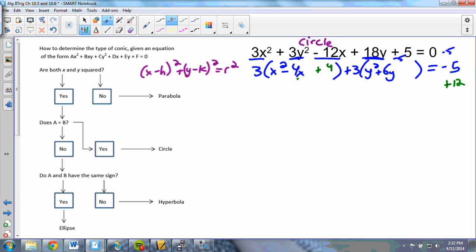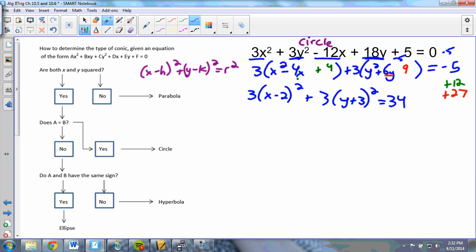And over here, 6 divided by 2 is 3. 3 squared is 9, so I'm going to put a 9 here, but it's really like I'm adding a 27. And if I factor the left side, I have 3 times (x - 2) squared. If I factor the right side, it's 3 times (y + 3) squared, and that all equals 34.